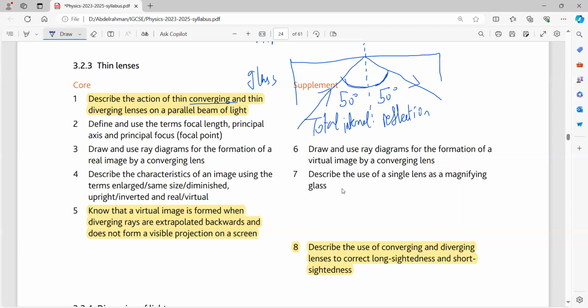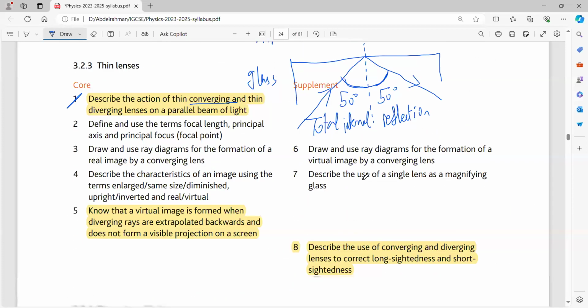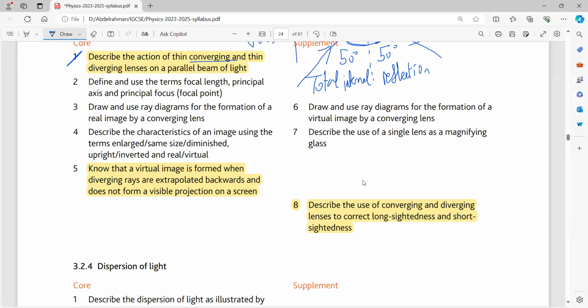We know how a diverging lens acts. How do the rays act when they pass through a converging lens? This is a converging lens. If this is the focal point, and you had any parallel rays, what do they do? They pass through the focal point.